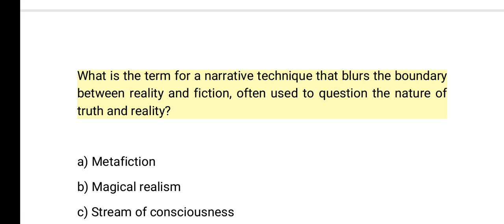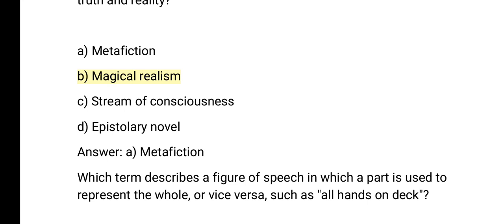What is the term for a narrative technique that blurs the boundary between reality and fiction, often used to question the nature of truth and reality? A. Metafiction. B. Magical realism. C. Stream of consciousness. D. Epistolary novel. Answer. A. Metafiction.